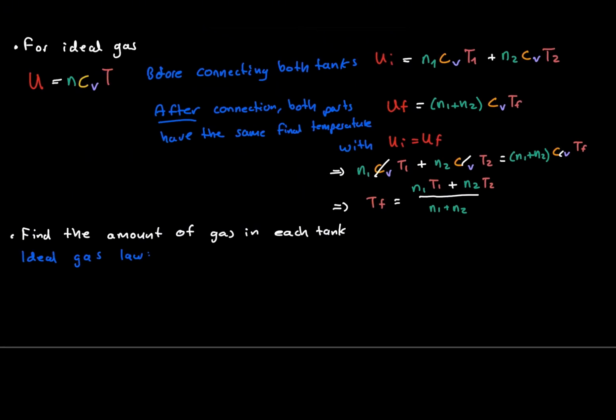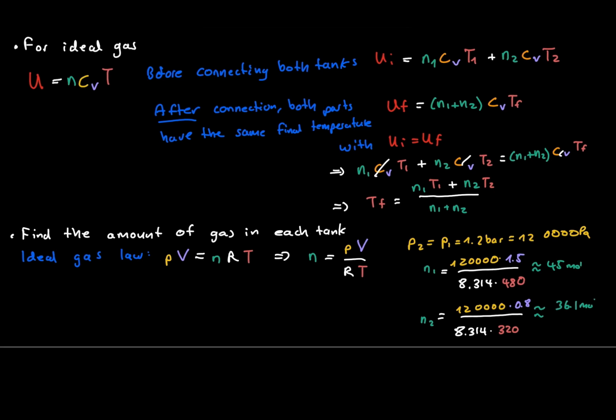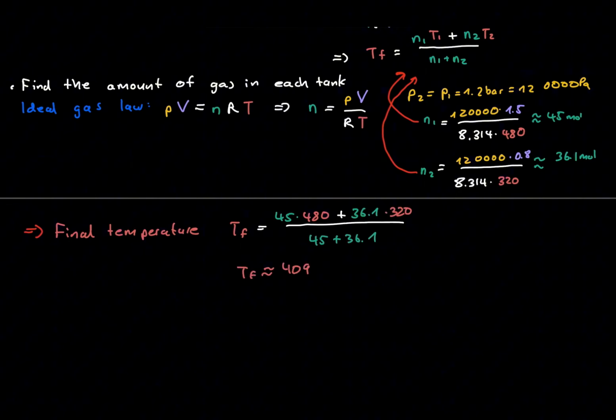First, we calculate the amount of nitrogen in each tank using the ideal gas law. For tank 1, we get about 45.0 moles. For tank 2, we get about 36.1 moles. Now we insert these values into the final temperature equation. This gives a final temperature of about 409 Kelvin. This makes sense because 409 Kelvin lies between 320 Kelvin and 480 Kelvin.